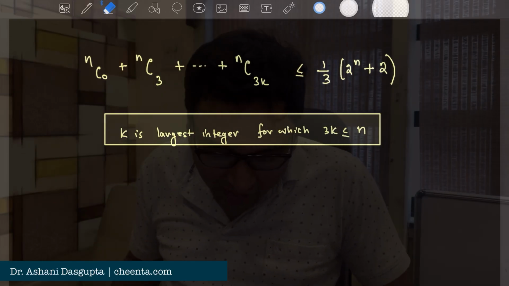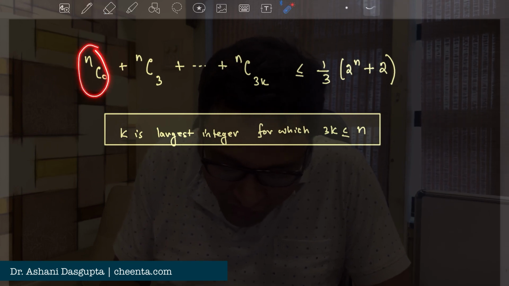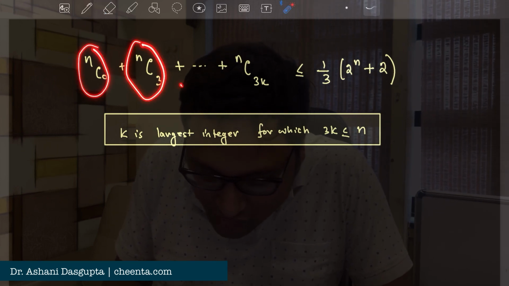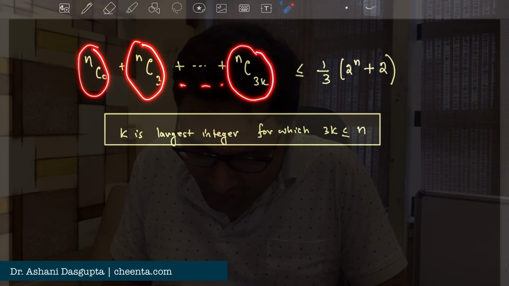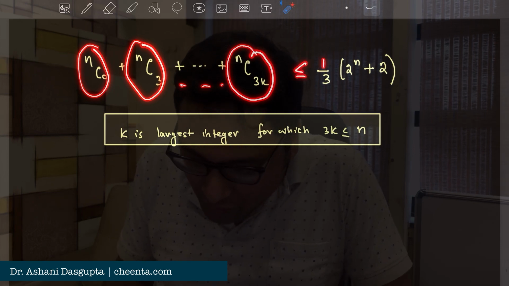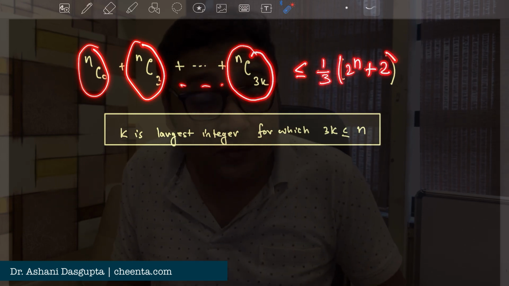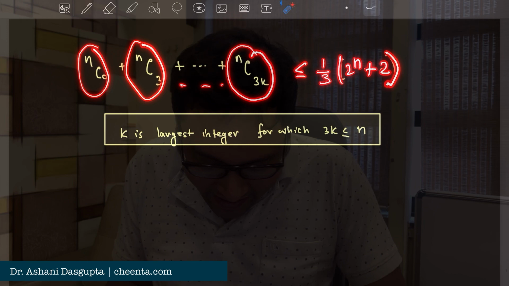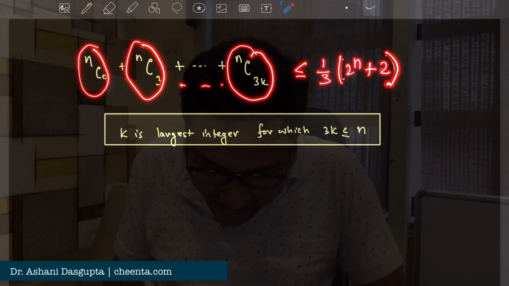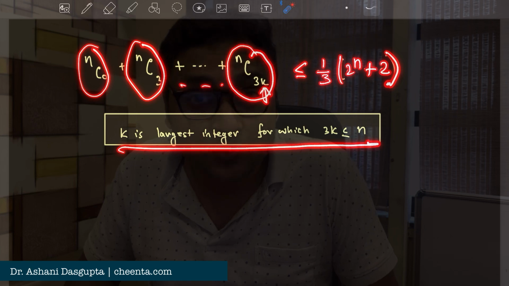Okay. So the problem says that n choose 0 plus n choose 3 up to n choose 3k is less than or equal to 1/3 of 2 to the power n plus 2. That's what we have to prove. And what is k here? k is the largest integer for which 3k is less than or equal to n.